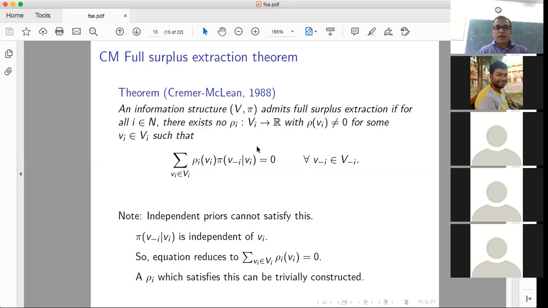Why independent priors cannot satisfy this condition? Well, if priors are independent, then this particular term is independent of vi. So I can always take this outside, so this will just be pi v minus i. And because these priors are always positive, then the condition boils down to this being equal to 0.